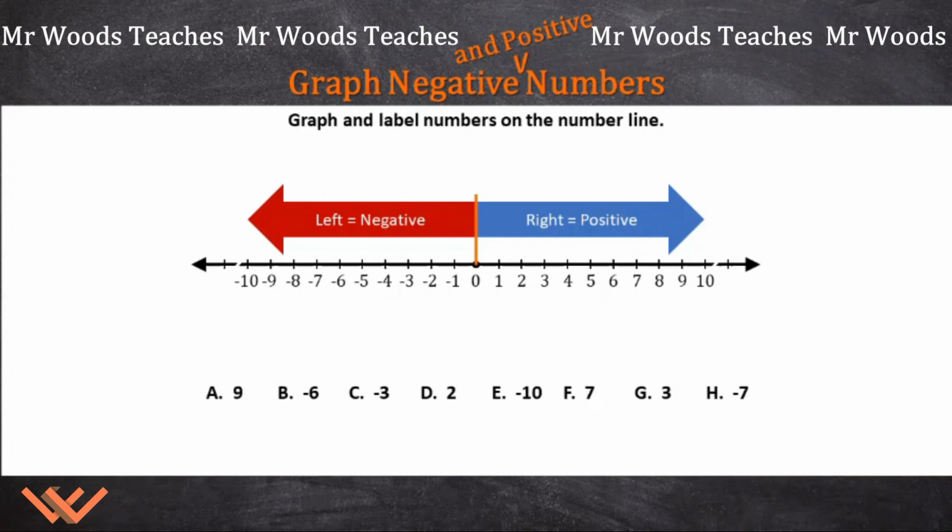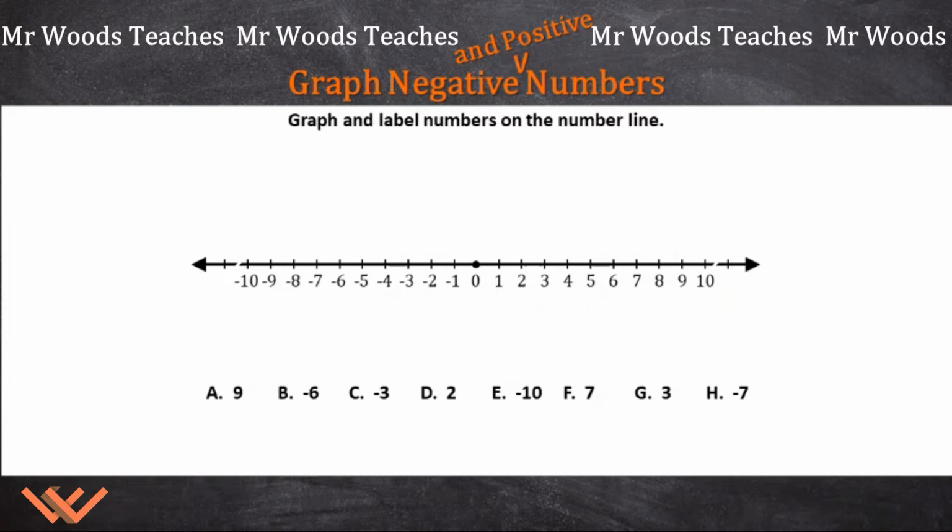Hi young mathematicians, this is Mr. Woods Teaches, and today we're going to be going over how to graph negative and positive numbers. If you recall in my previous video, everything to the right of 0 is positive, and everything to the left is negative. We have positive and negative numbers that we're going to graph on this number line. I'm going to graph the positive numbers first and then the negative numbers.